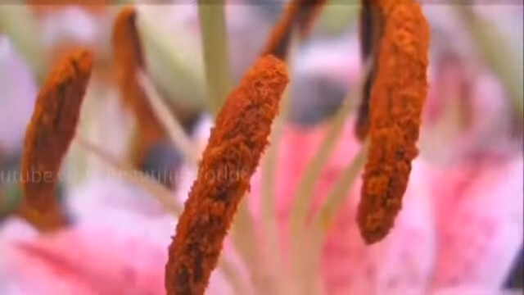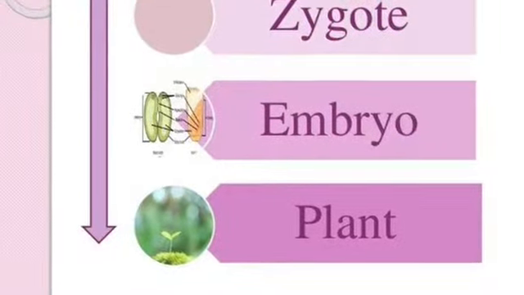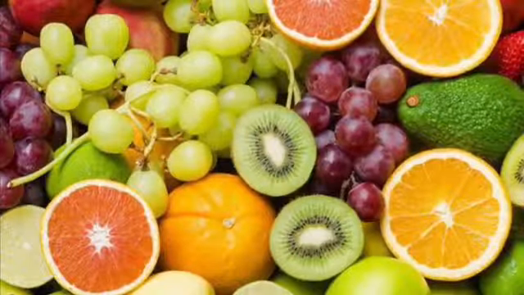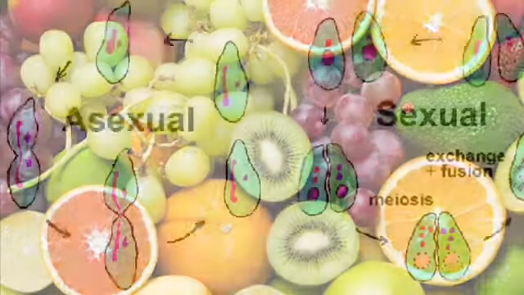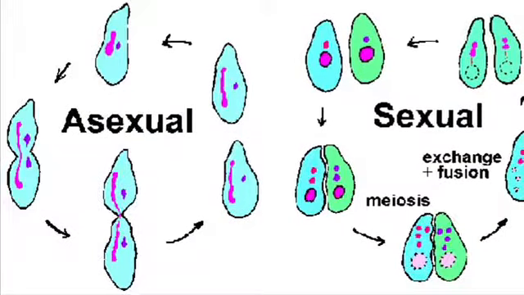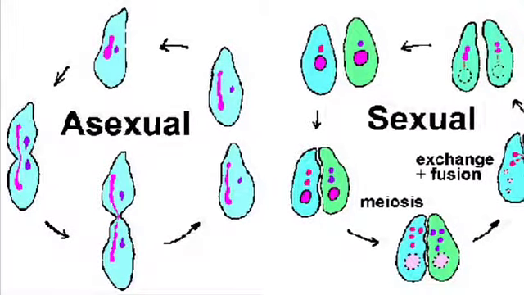The sperm and egg fuse to form a zygote. The zygote develops into an embryo, which is the beginning of the new plant. The embryo is part of a seed, and the seed is encased in a fruit. The fruit aids in seed dispersal. We've mentioned reproduction a lot. Now let's compare sexual and asexual.